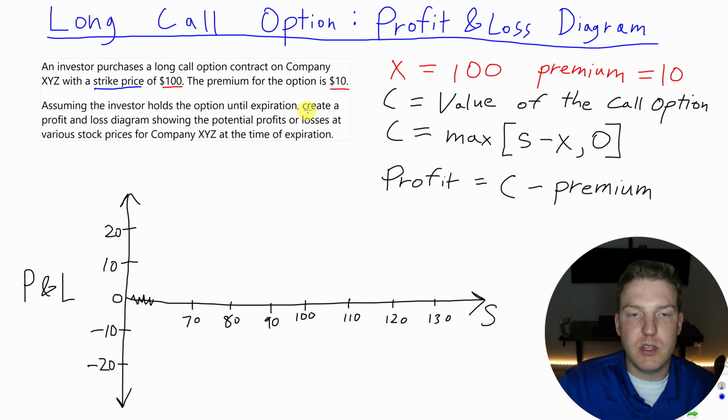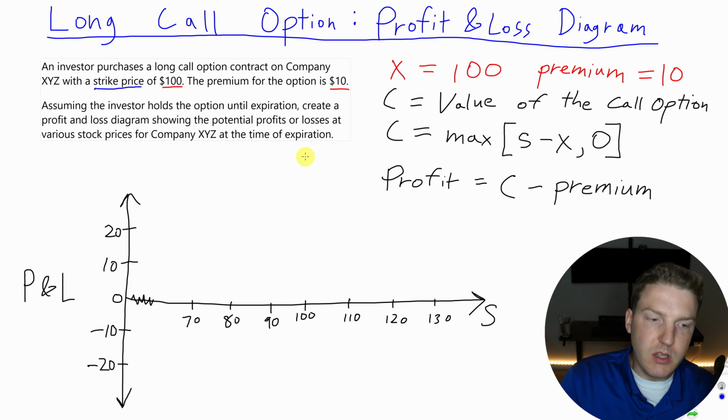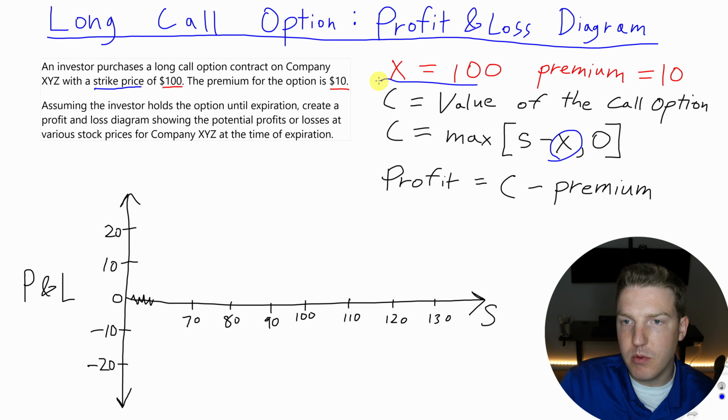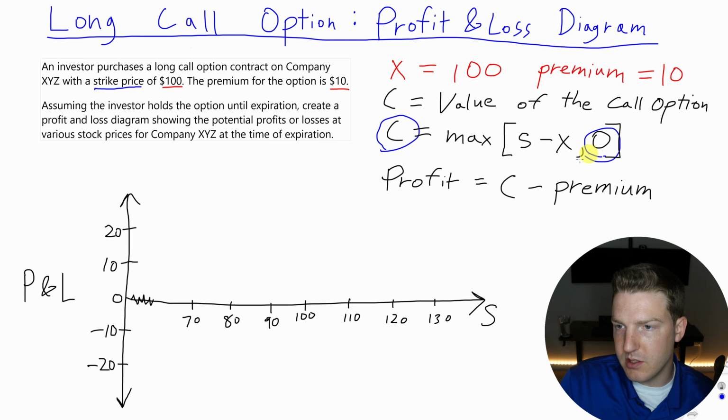Assuming the investor holds the option until expiration, create a profit and loss diagram showing the potential profits or losses at various stock prices for company XYZ at the time of expiration. There are just a few things we're going to want to go through quickly. One is this variable C. C equals the value of the call option. And C is going to be equal to the maximum of either S minus X, or 0. Just think of S as the underlying stock's price, and X is the strike price of 100. So this value of C can never be less than 0.